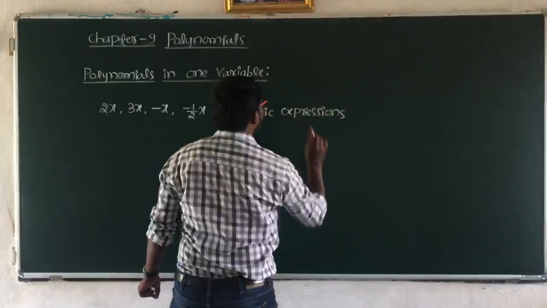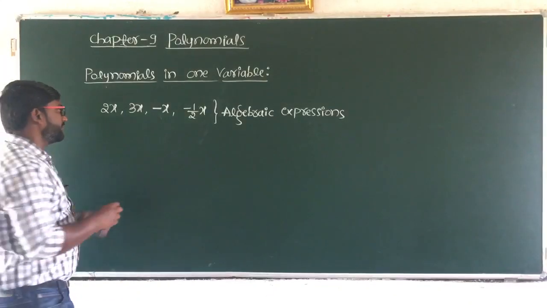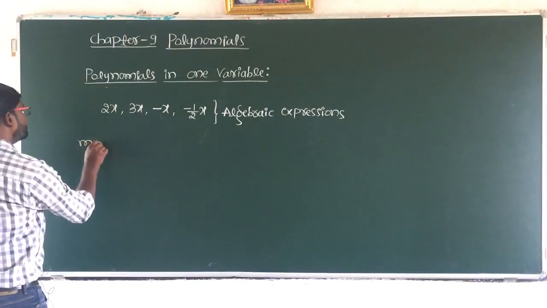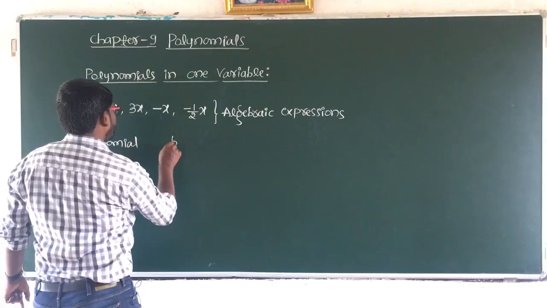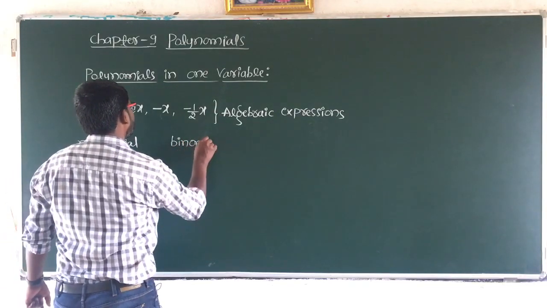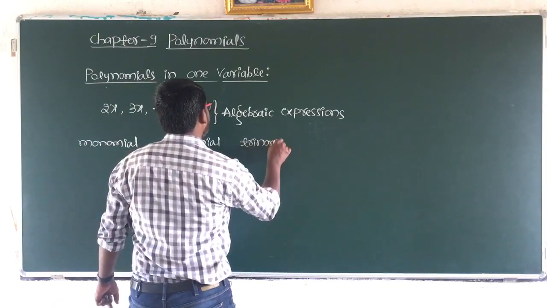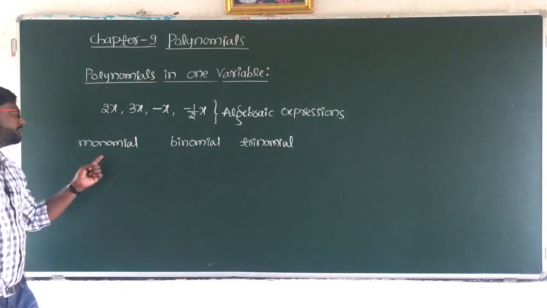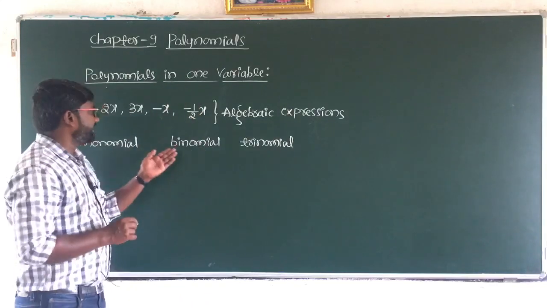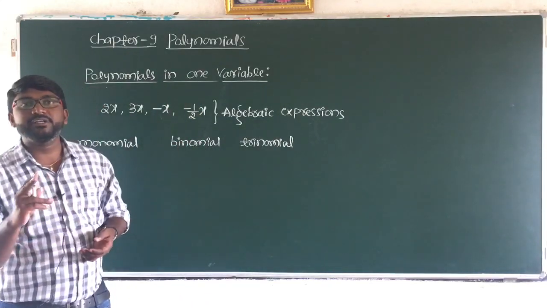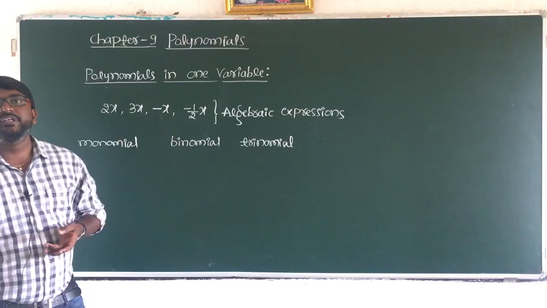You might have also studied about monomial, binomial and trinomial. So what is a monomial? An expression consisting of only one term is called a monomial, whereas a binomial is an expression containing only two terms, and a trinomial is an expression consisting of only three terms.